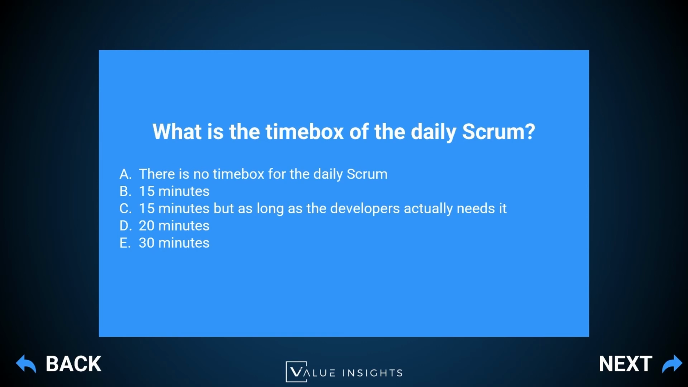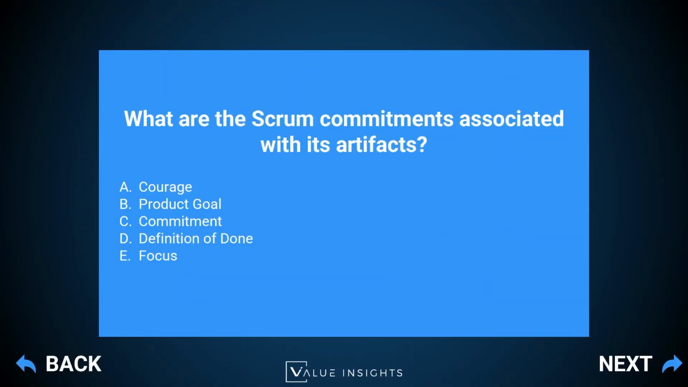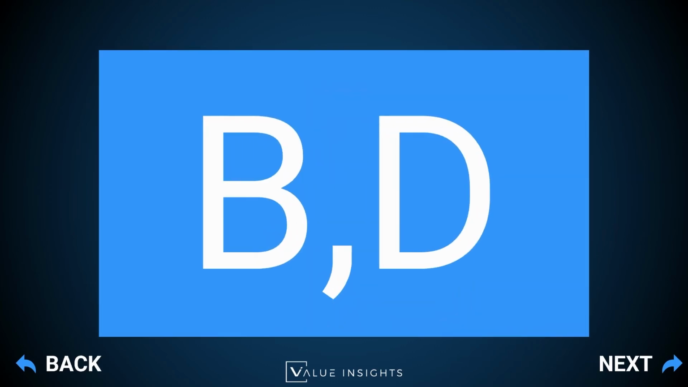Let's have a look at the next question. What are the Scrum commitments associated with its artifacts? We already talked about it in a previous question, but answer A, courage. B, product goal. C, commitment. D, definition of done. Or E, focus. Let's have a look at what the answers are, and the answers are B and D.